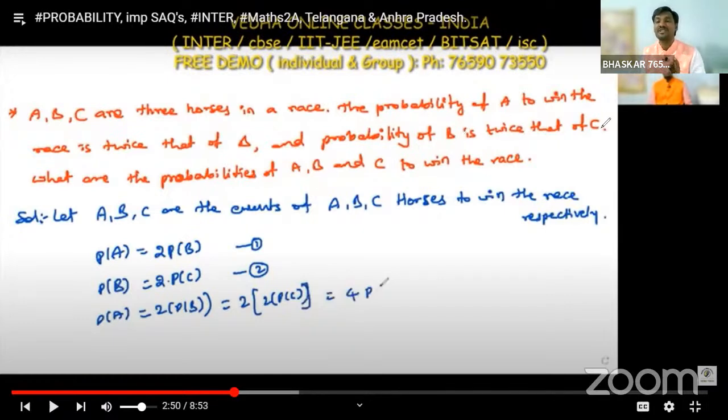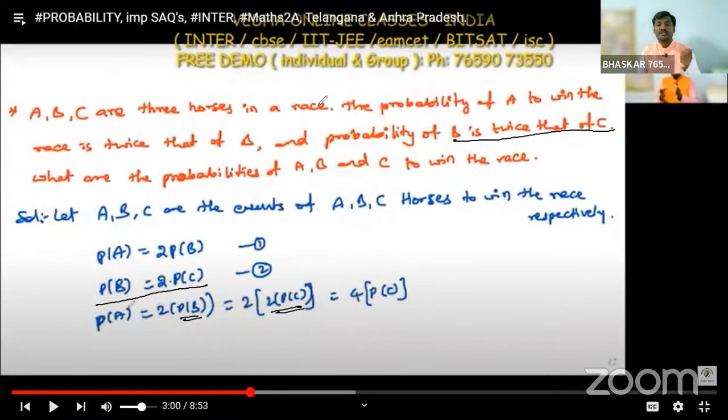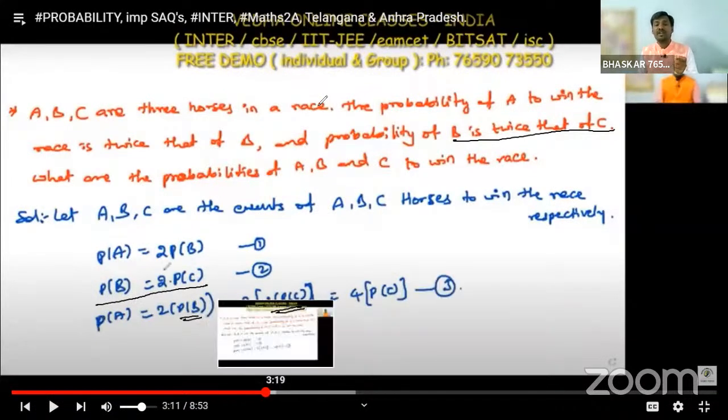B is twice that of C. That means probability of B equals 2 into probability of C. So when we compare the C and B horses, B's possibility of winning the race is double that of C. If we double the probability of C, we get the probability of B. Now probability of A equals 2 into probability of B, and probability of B equals 2 into probability of C. So 2 into 2 times is 4 times, 4 into probability of C.